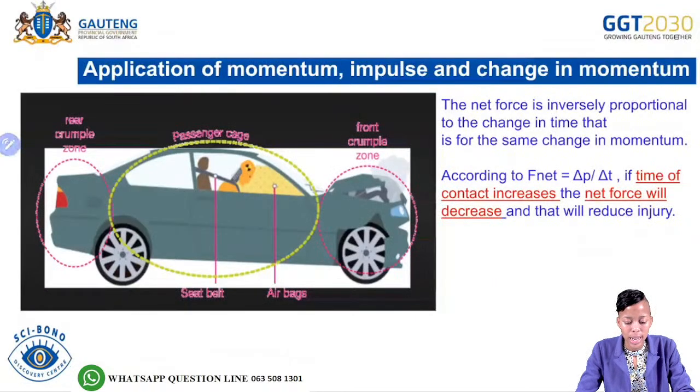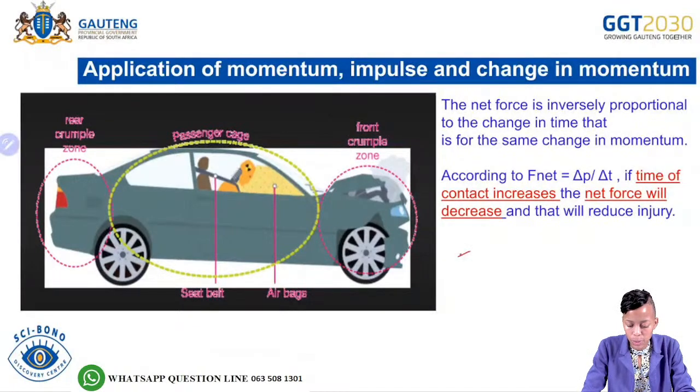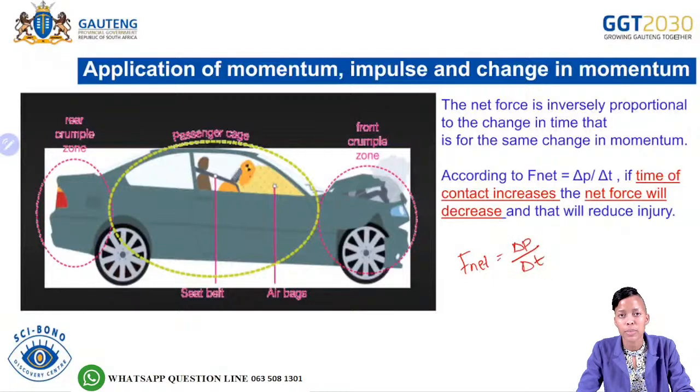Then we spoke about the application of momentum, impulse, and the change in momentum. So using this formula, F net is equal to change in P over change in time there.